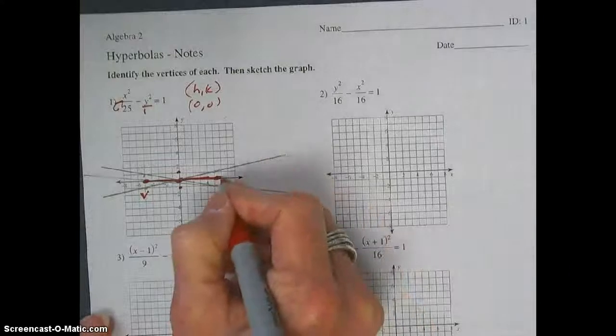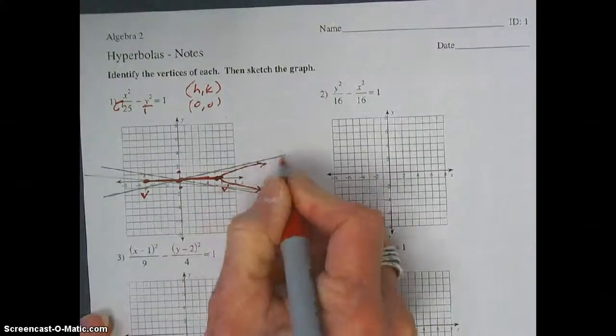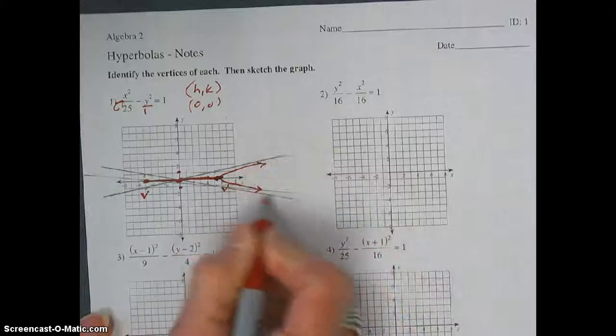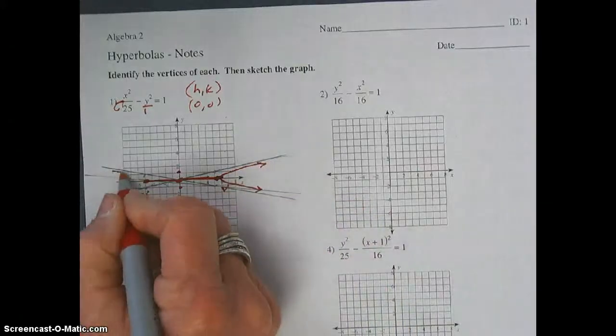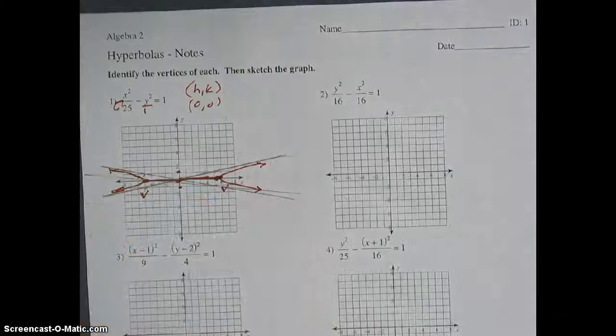So start at your vertex and graph your curve going closer and closer to this line, but never touching, and closer to this line. If I do that same thing over here, I'll have our first hyperbola.